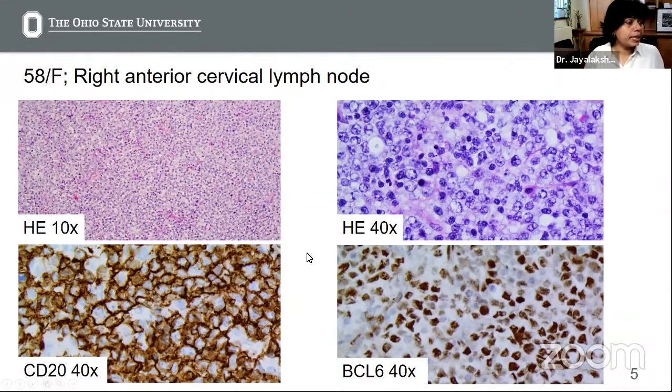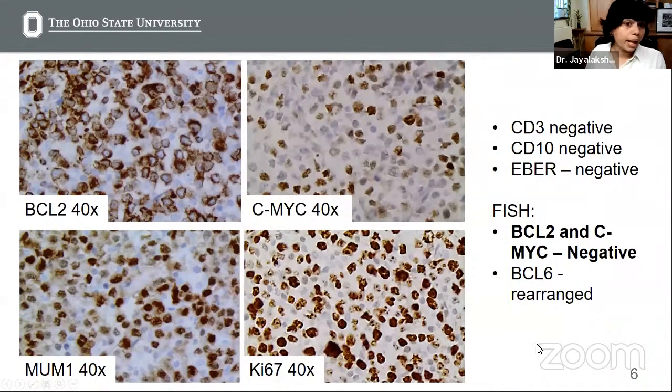So here, what we are seeing is a diffuse proliferation of atypical cells, which are large in size. There is considerable pleomorphism. The chromatin is vesicular, and there are nucleoli, variably prominent, right? Variable number and variably prominent nucleoli in most of these cells. And the neoplastic cells are obviously CD20 positive. We are talking about B-cell lymphomas, and they are expressing BCL6 as well. Then they are BCL2 positive and MYC positive. They are expressing MUM1. The Ki67 shows a very high proliferation rate. And CD3 is negative, CD10 is negative, and EBER is negative. We do FISH, and FISH came back negative for BCL2 and MYC rearrangement, but BCL6 was rearranged.